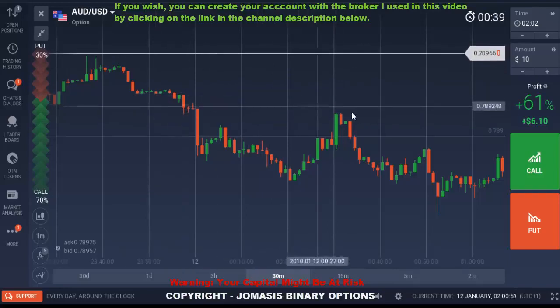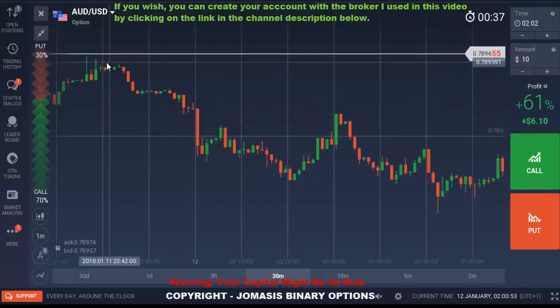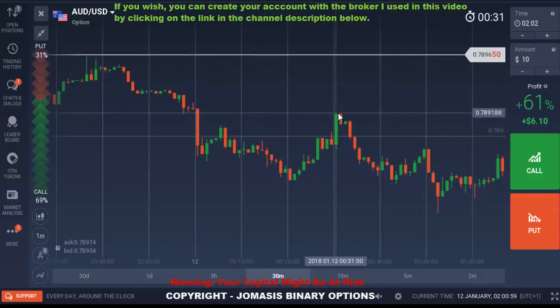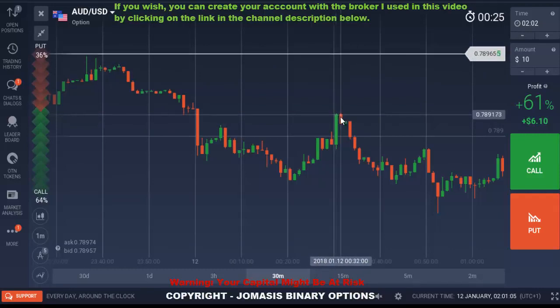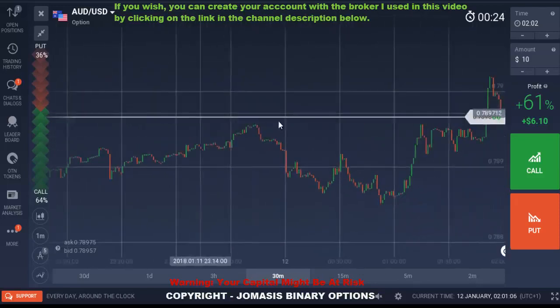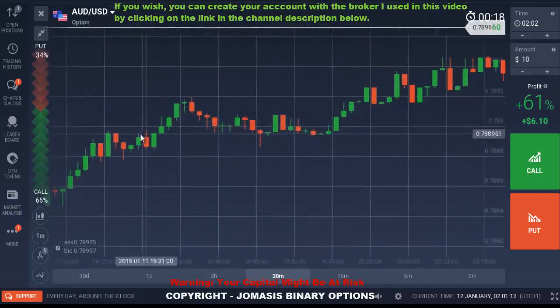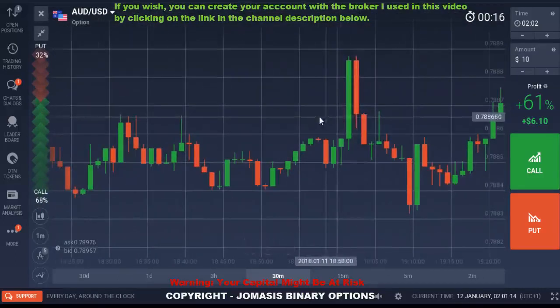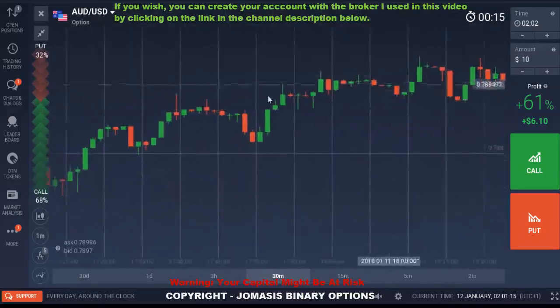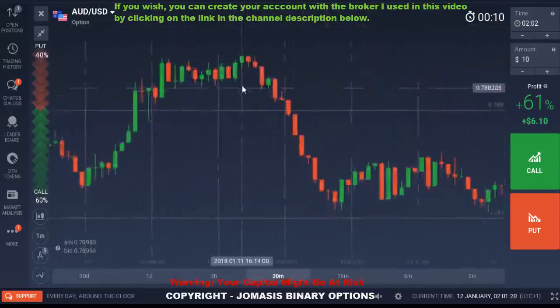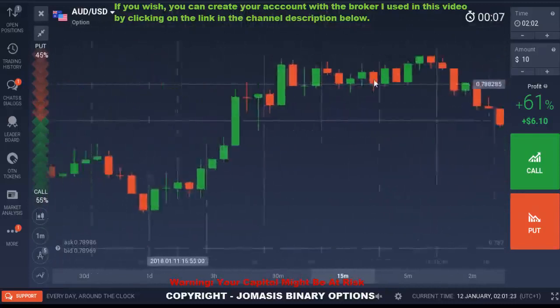When you talk about resistance, we are talking about a particular level where sellers are waiting. So let's look at this candle. Let me see if I can see good graphics. Okay, let's use this one as an example.